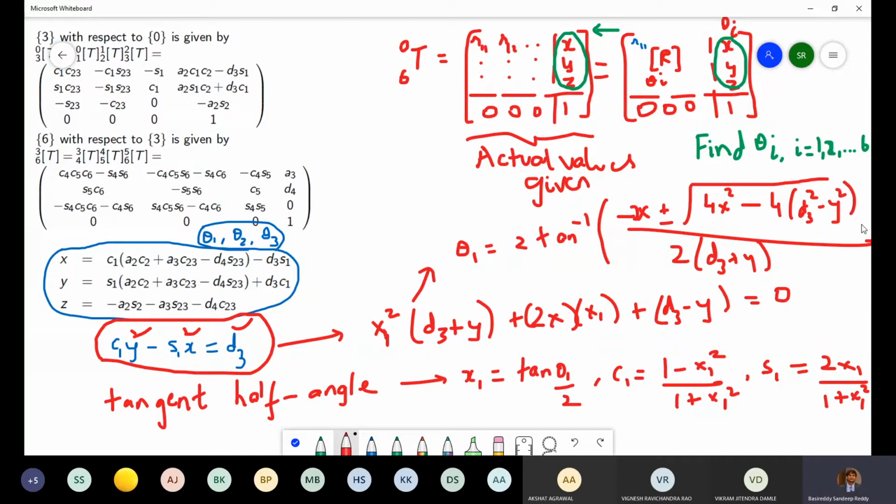Is this correct, more or less? Yes, sir. Right. So you got theta 1 so far.